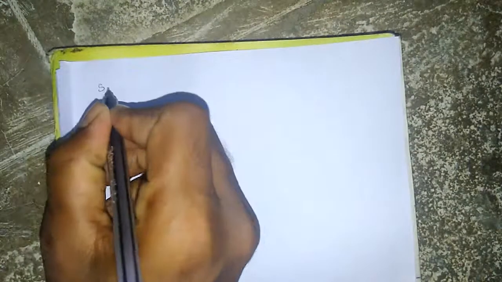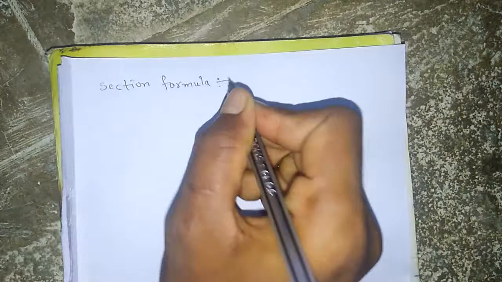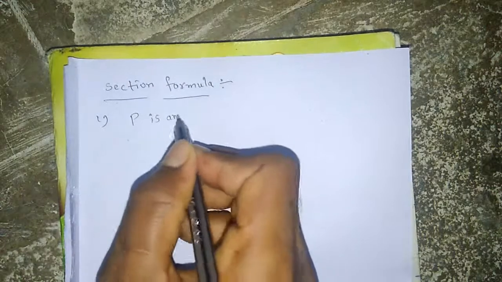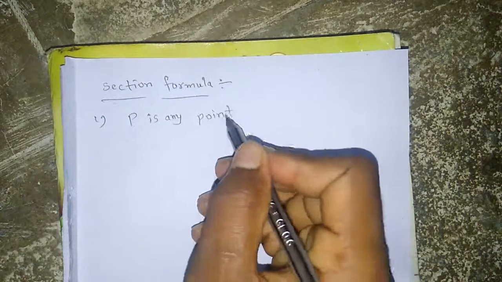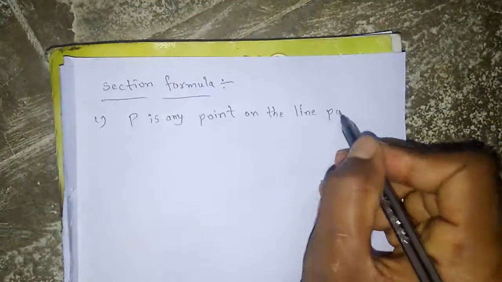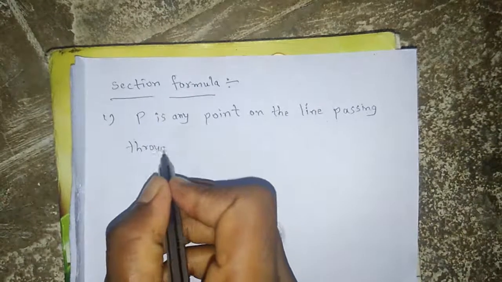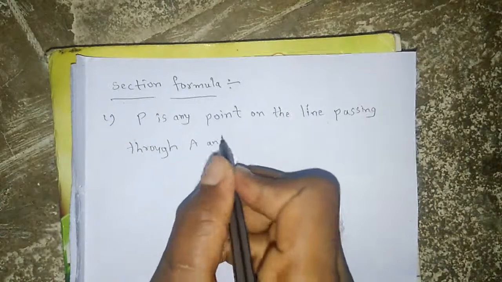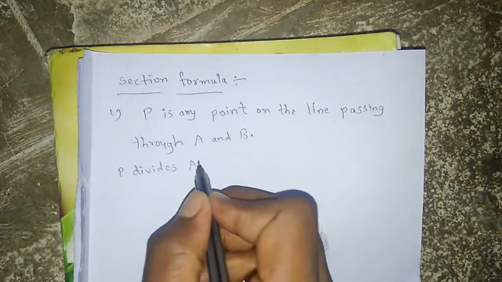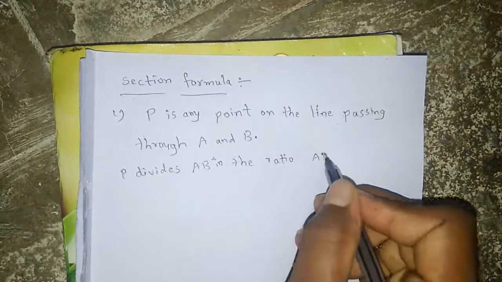Our next concept is section formula. P is any point on the line passing through A and B. P divides AB in the ratio AP is to PB.